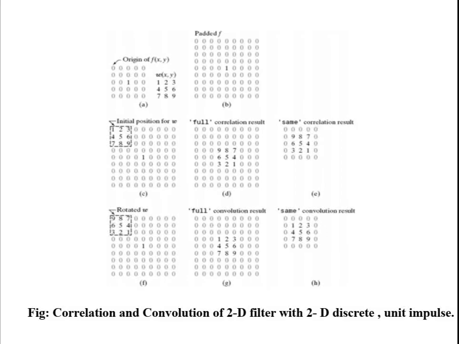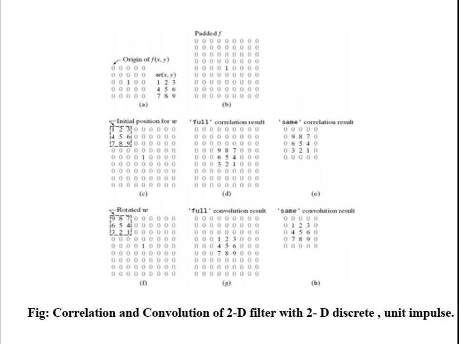Summarizing the preceding discussion, in equation form, the correlation of the filter w(x,y) of size m by n with an image f(x,y), denoted as w(x,y) correlated with f(x,y), is given by the equation: w(x,y) correlated with f(x,y) equals the summation of s from minus a to a, summation of t from minus b to b, w(s,t) f(x+s, y+t).